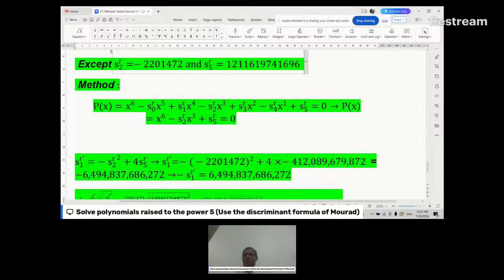Now P of x equals x raised to the power 6 minus S0 of order r x raised to the power 5 plus S1 of order r x raised to the power 4, plus S3 x squared minus S4 x plus S5 equals 0. All the S_{k-1} equal 0 except S2 and S5. I'll just write my S2 and S5 here. I'll obtain x^6 minus S2 x cubed plus S5.